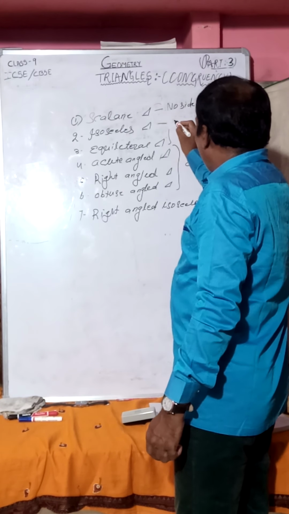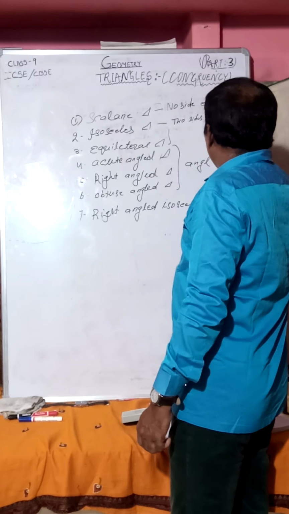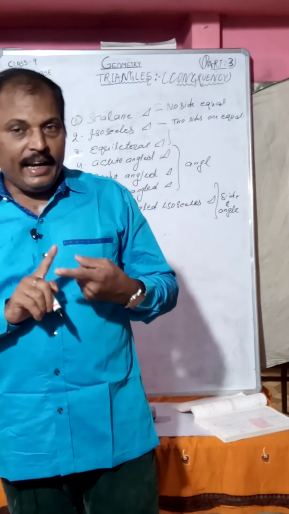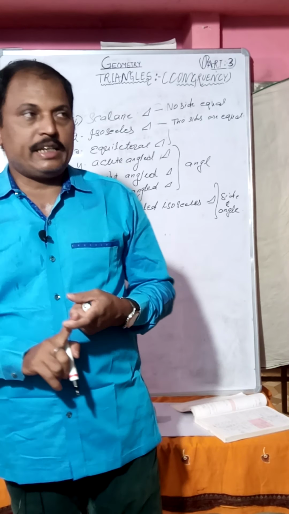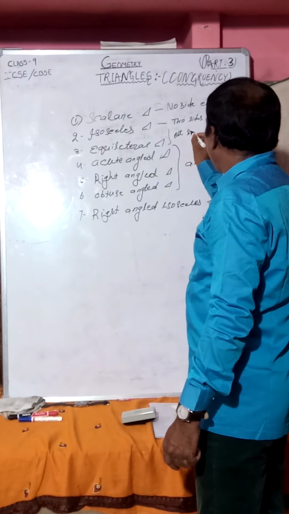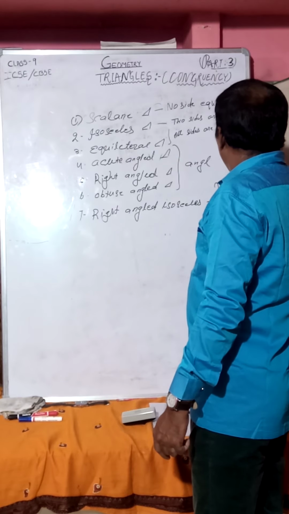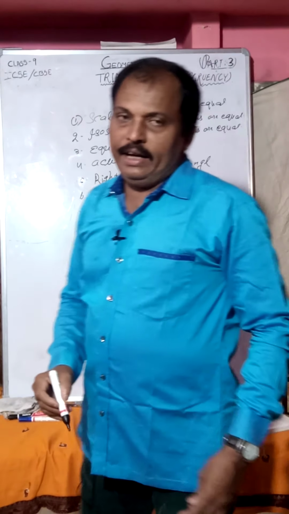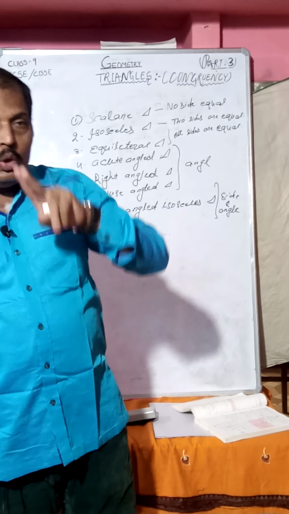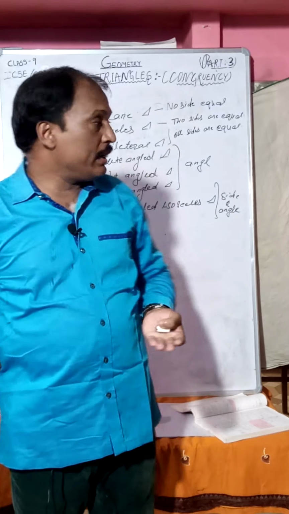And isosceles triangle, 2 sides are equal. That triangle is called isosceles triangle. Equilateral triangle, all sides equal. So no side equal, scalene triangle; 2 sides equal, isosceles triangle; and all sides equal, equilateral triangle.